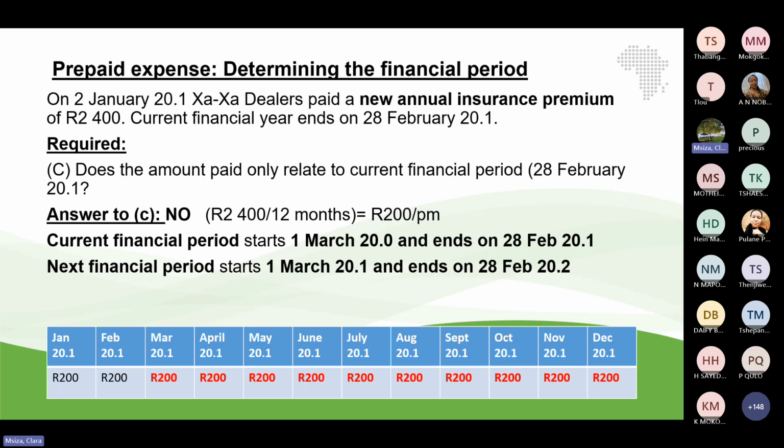Because the information said you paid yearly insurance premium of 2.4. So meaning that you need to look at, if you have paid in advance for the whole year, you divide that amount by 12, then it tells you how much you have paid every month, and how much relates to the current financial period and what relates to the next financial period.